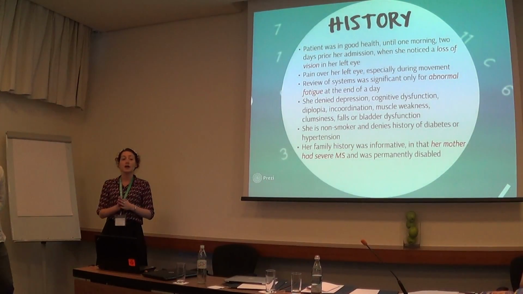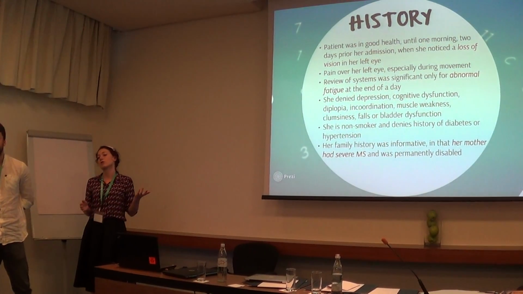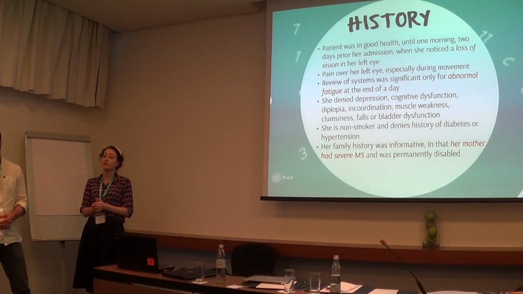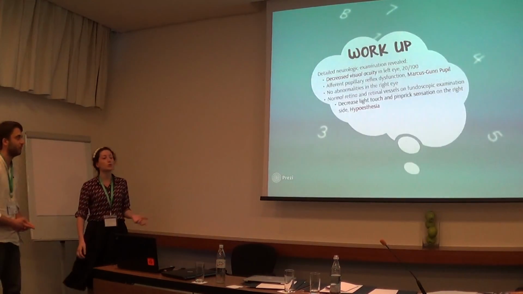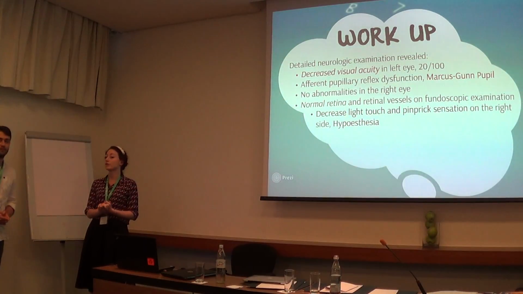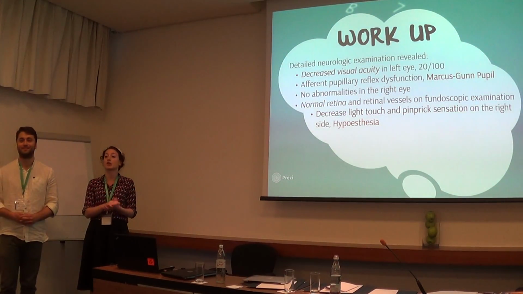Hypertension, or diabetes. Her family history was significant for only her mother, who was diagnosed with a severe form of multiple sclerosis 2 years ago. According to her complaints, we did a thorough neurological examination which revealed that the patient had a severe loss of vision in her left eye.